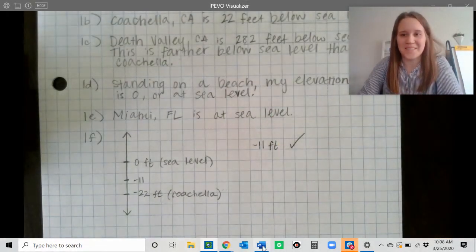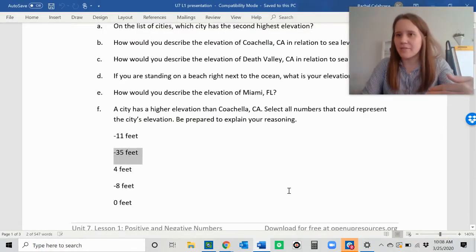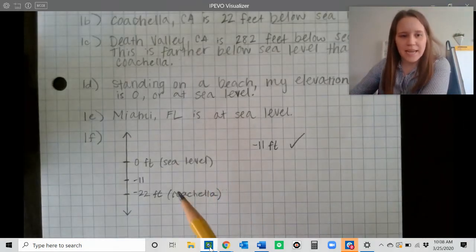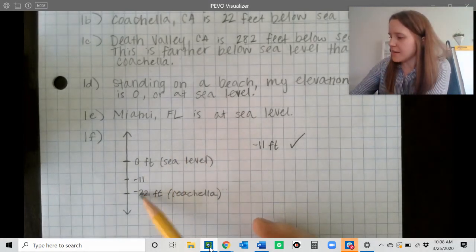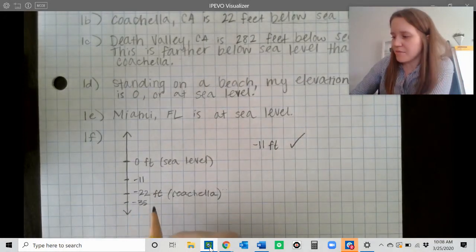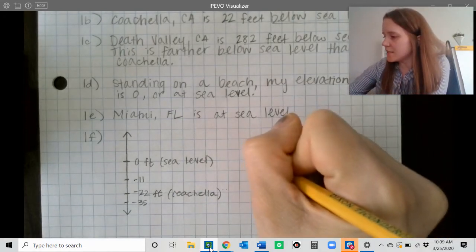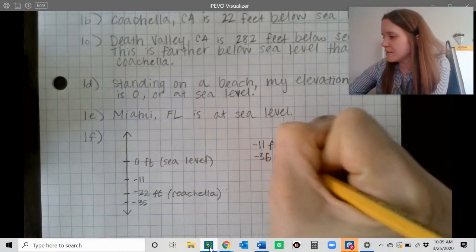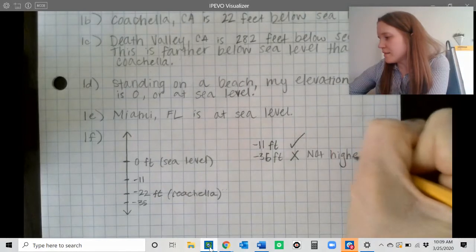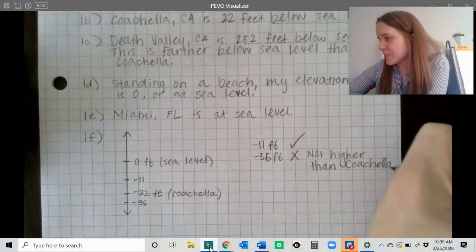Okay. Let's do another one. -35 feet. So is a city that has an elevation of -35 feet higher than Coachella? If I were going to put -35, let's see, I got 0, -11, -22, maybe something like this, -35. Is that higher than Coachella? 'Tis not. All right, -35 feet. I'm going to say no, not higher than Coachella. Go ahead and update your paper.